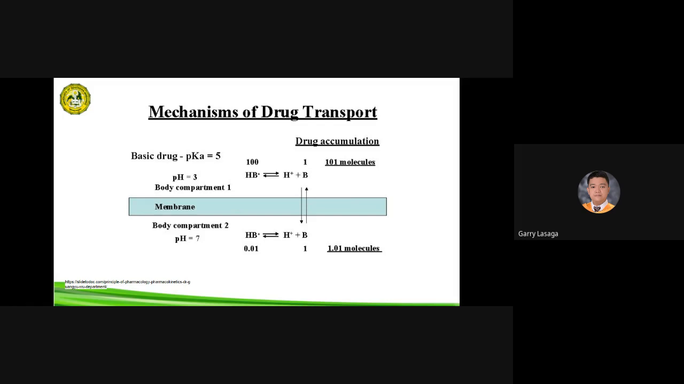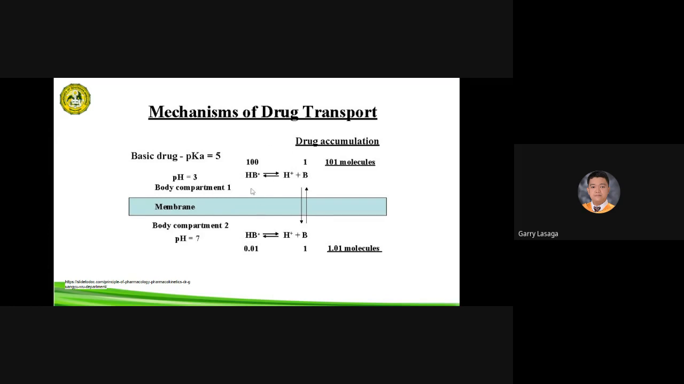So when we are going to place this basic drug with a pKa of 5 in a pH of 7, so it will be absorbed, no? Because basic plus basic equals absorption. So kung ito ay 6, this is 0.1, 7, 0.01, 8, 0.001. Na naman, pag ito ay 4, yung pH natin ay 4, so this would be 10, 3, 100, 2, 1,000, 1, 10,000.